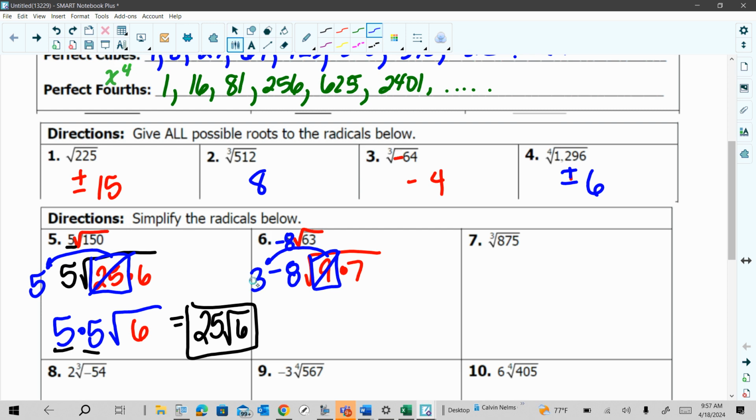Yeah. Okay, so now we're multiplying these two numbers together. This would be a -24 root 7.